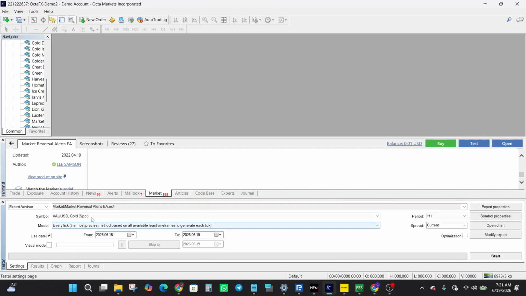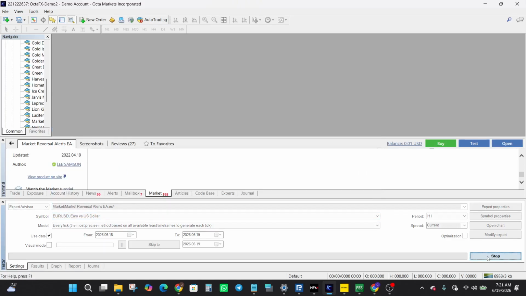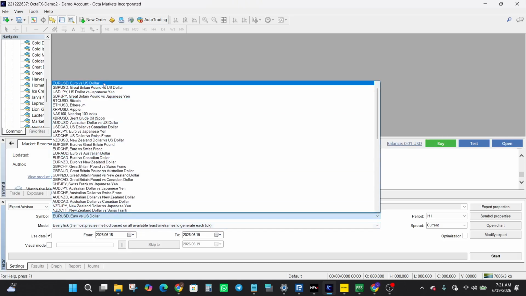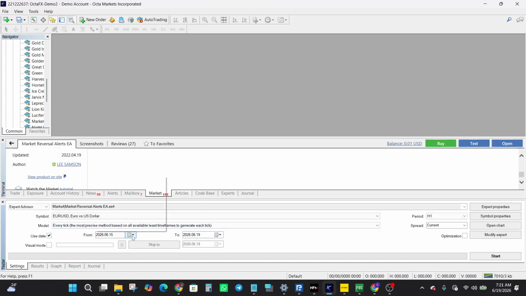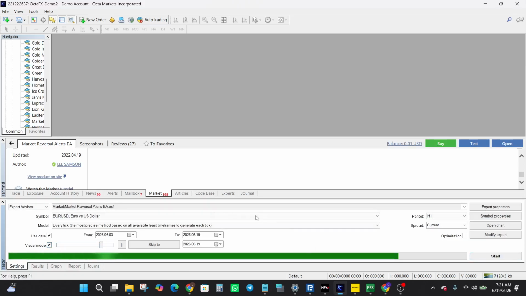Let's try changing the symbol. I tried testing the Market Reversal Alerts EA on gold. It was taking a lot of time, but I don't think gold is the problem. I think the EA is the problem. Let's try testing over the past two weeks or so, and I'll turn on the visual so we can see the EA in action.